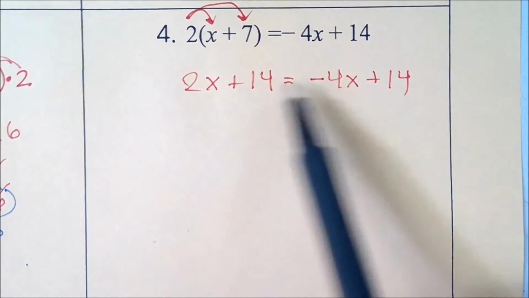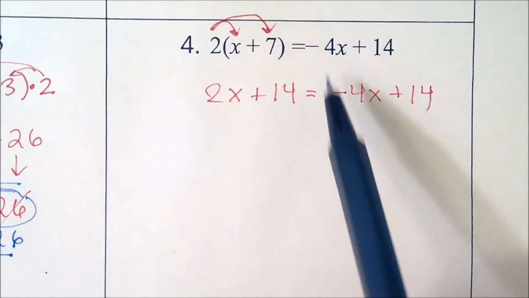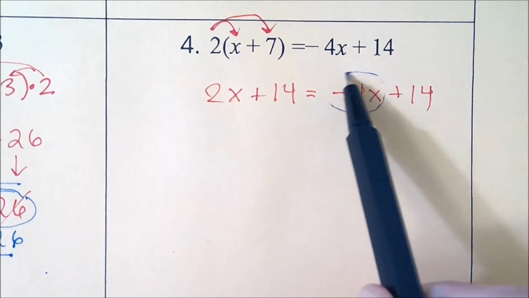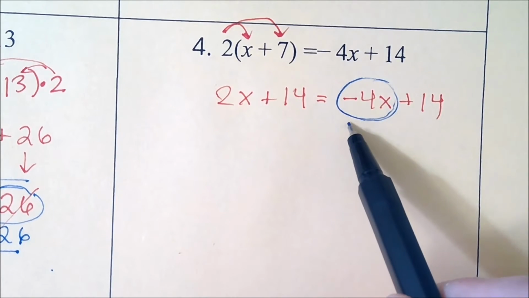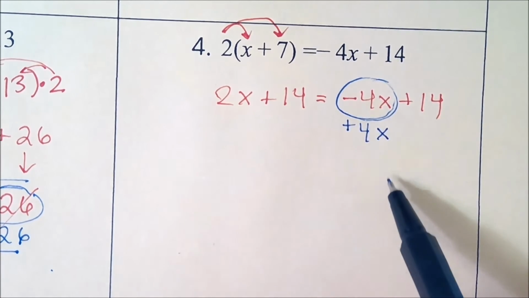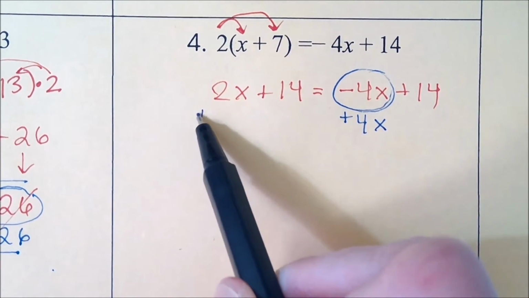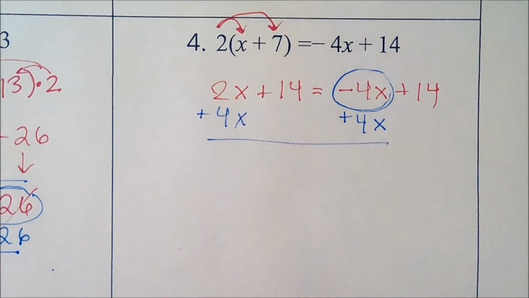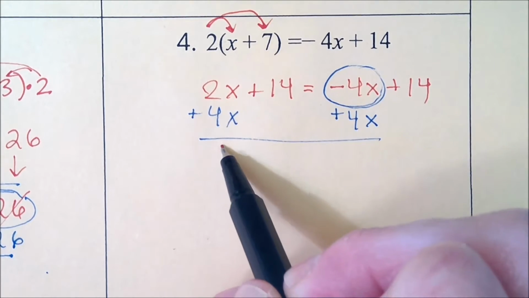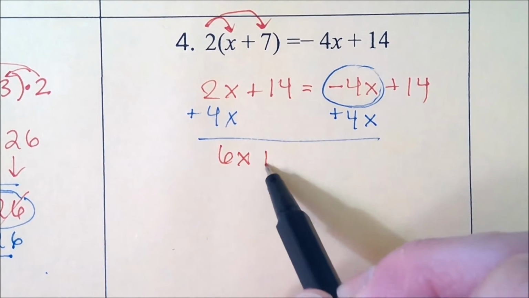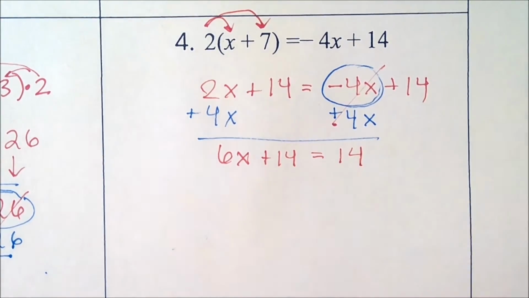Then I'm going to choose one set of x's to get rid of on one side. I'm going to pick the negative 4x. So if I want to remove the 4 negatives, I'm going to combine it with 4 positives. So on the left side, 2x plus 4x is 6x, plus 14 equals, those cancel, and I'm left with 14 over here.